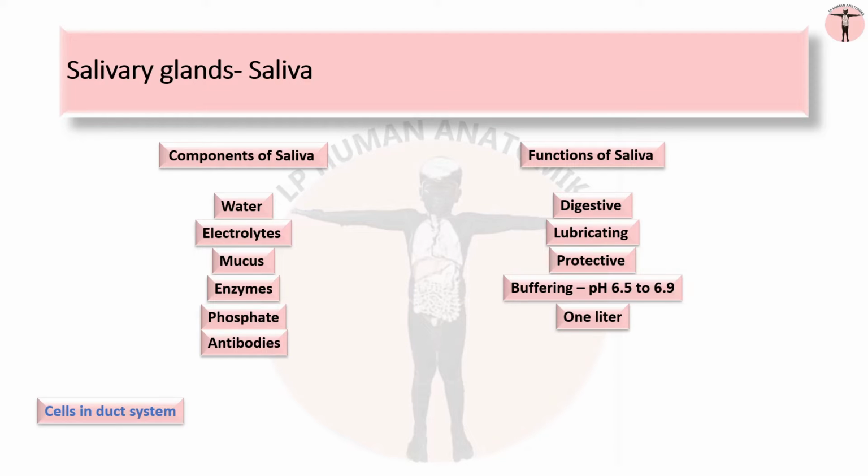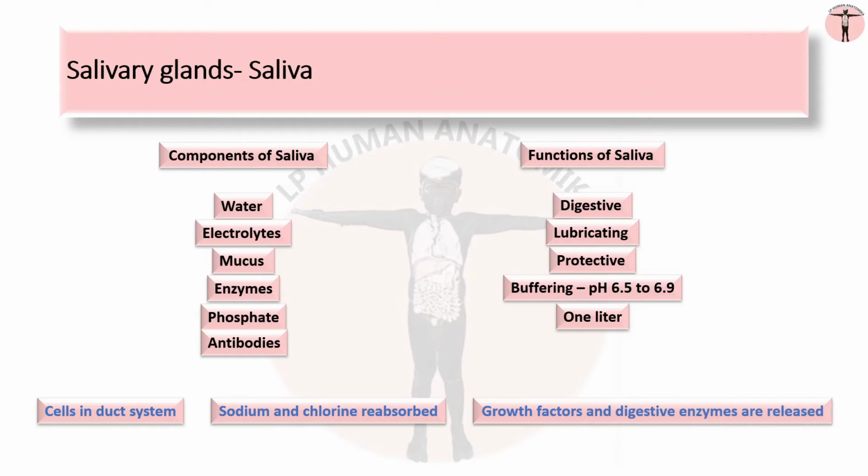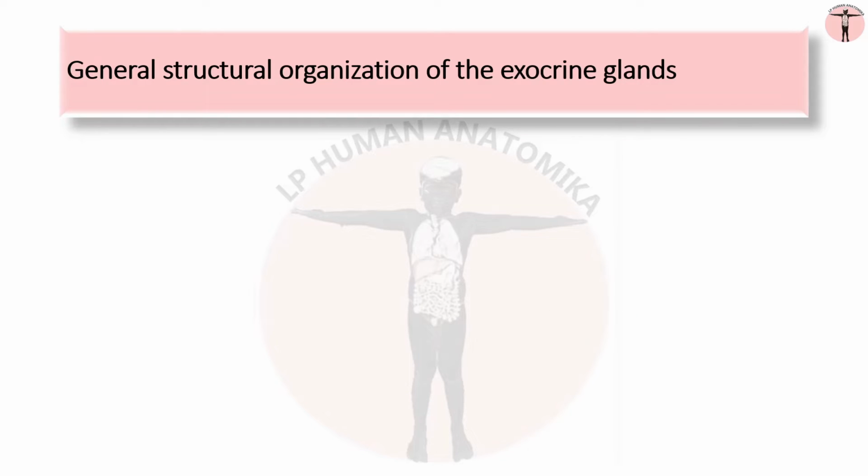The cells of the duct system draining the secretory units modify the saliva with much sodium and chlorine reabsorbed while certain growth factors and digestive enzymes are released and added to the saliva. We will talk about all three major salivary glands in detail from this slide. These glands are classified under exocrine glands.